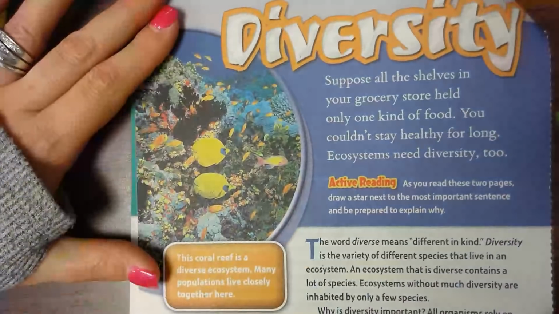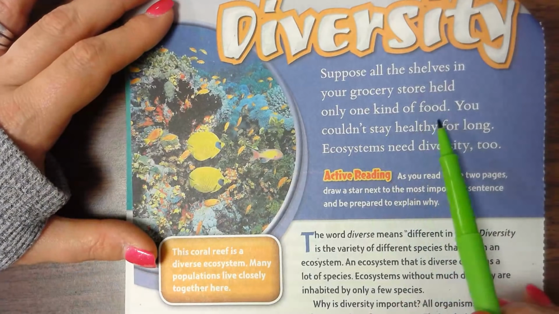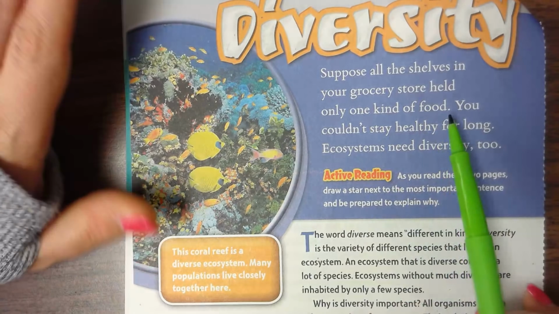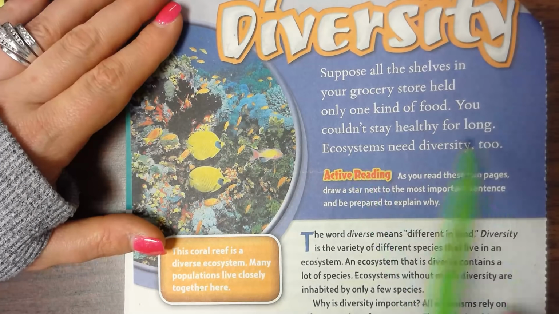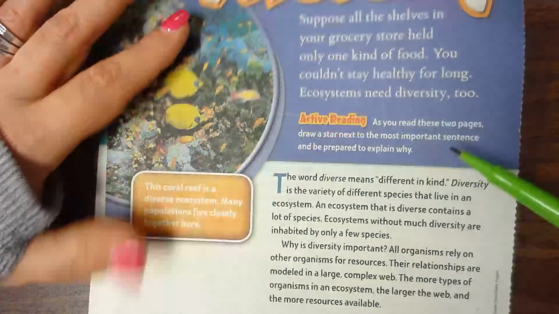All right. Diversity. Suppose all the shelves in your grocery store held only one kind of food. So in my son's world, Shane, he only likes Pop-Tarts. That's it. So you couldn't stay healthy for long. Ecosystems need diversity too. Same with him. He's not staying healthy for very long.